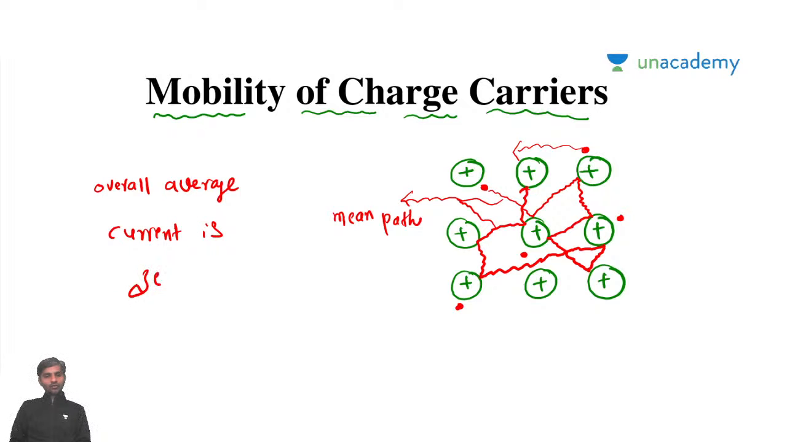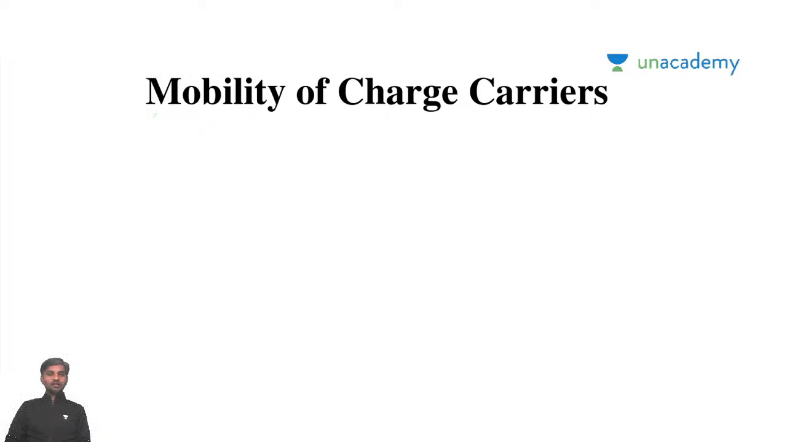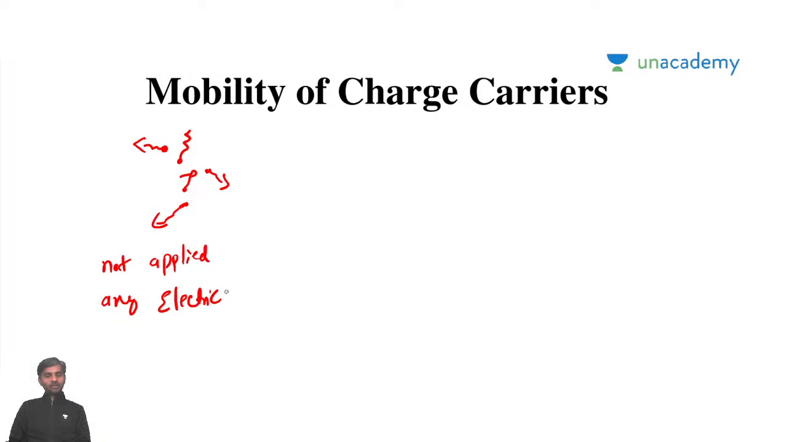But now what I try to do is apply some external voltage, some external electric field. Now what happens, sir? Earlier the charge carriers were moving in random directions. This is moving in this direction, this is moving in that direction. In this region I have not applied any electric field. Understand this, very important.